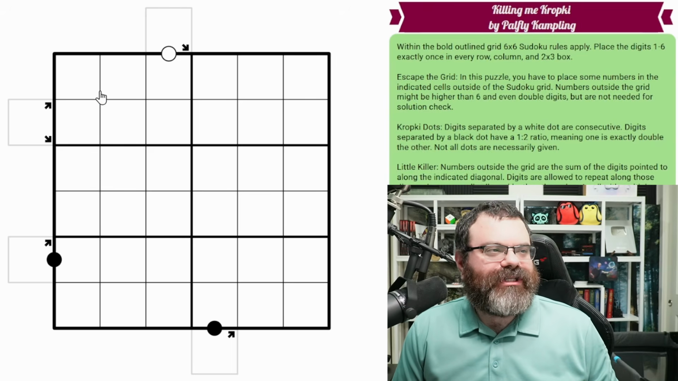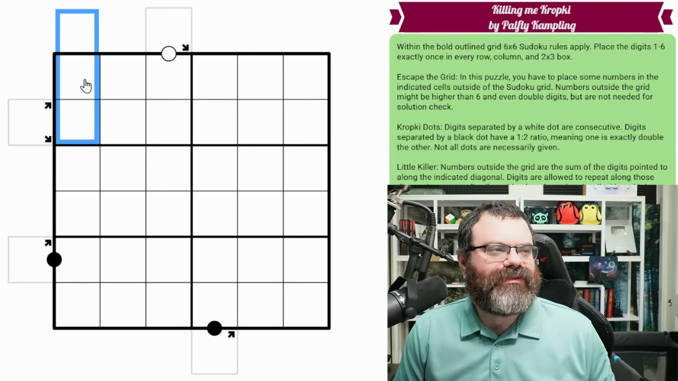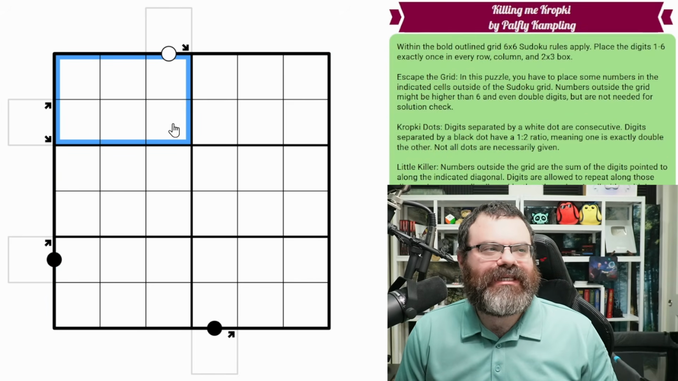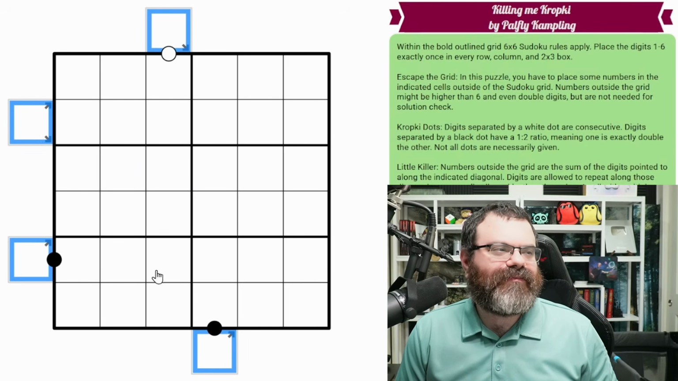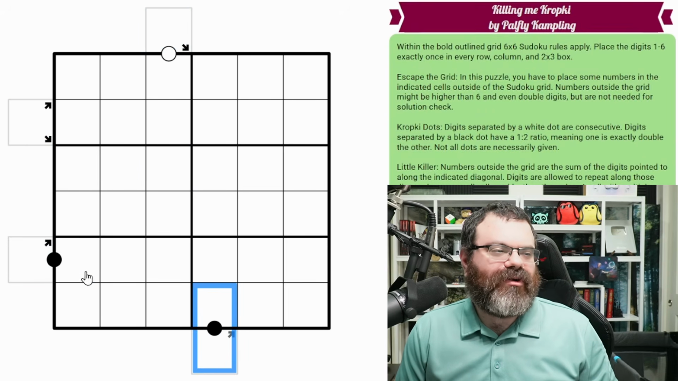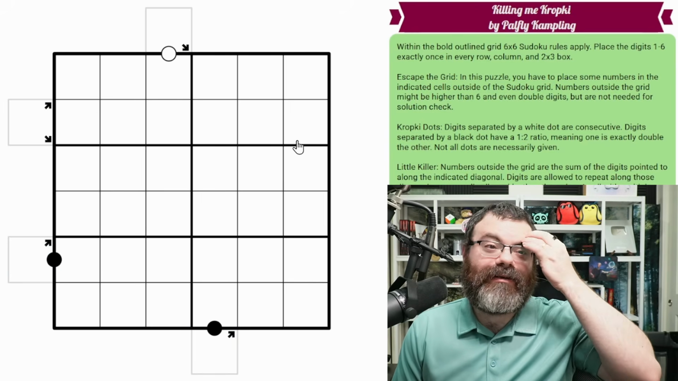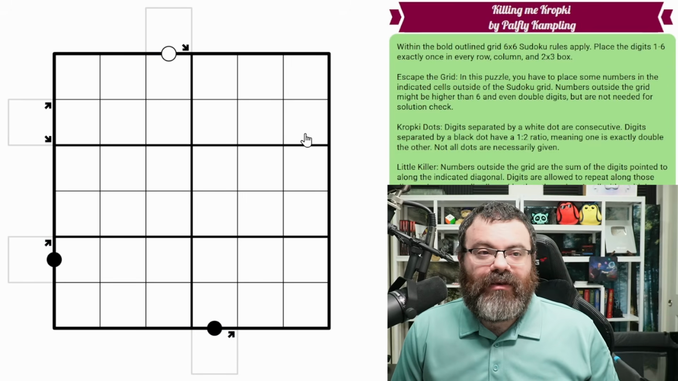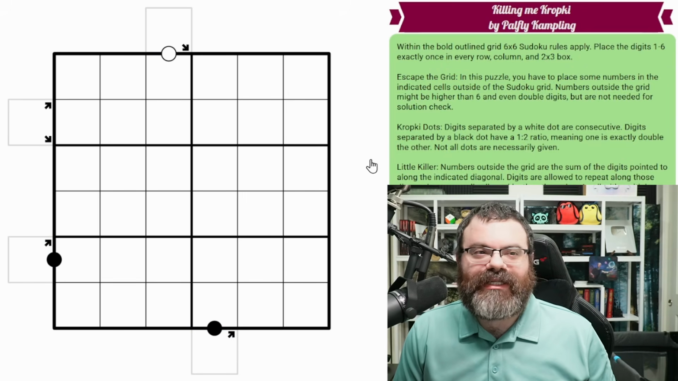Within this bold outline region, that's our 6x6 Sudoku. So in each row, each column, and each 2x3 box, we are placing the digits 1 to 6 exactly once each. We're also going to be placing digits outside the grid where these sort of phantom cells are. Just anytime there's a Kropki or a clue, an arrow, we need to fill a digit there. We can even have double digits outside, by the way. So we are not restricted to 1 to 6.